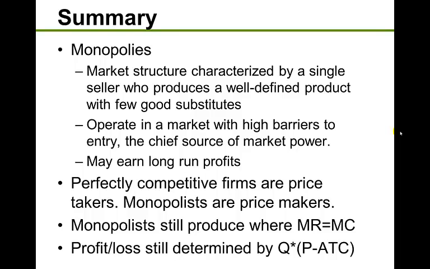So monopolists, unlike firms in perfectly competitive markets, have control over the price that they charge. Monopolists don't face a horizontal demand curve, they face a downward sloping demand curve. They still produce where marginal revenue is equal to marginal cost. And the quantity of profits is still given by quantity sold times price minus average total cost.